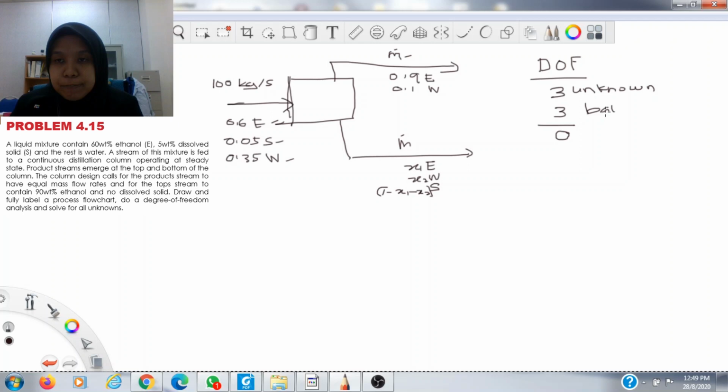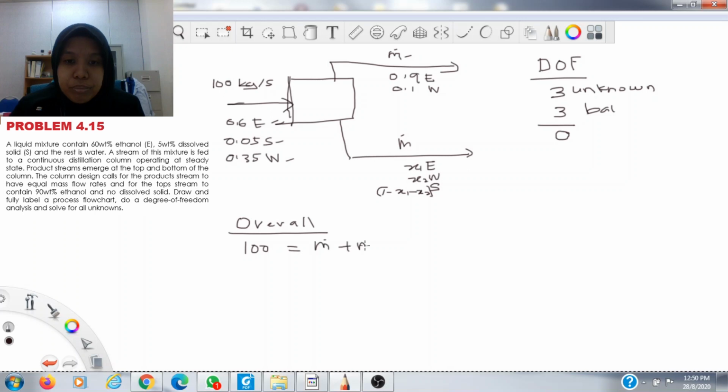We can start with the overall balance first, it's much easier. As we learned before, for the overall balance, inlet equals outlet. So here we have 100 kg per second equals the outlet, which is M plus M, which gives 2M. So you can solve for M, the mass flow rate for the outlet, which is 50 kg per second. This is the answer for the mass flow rate.